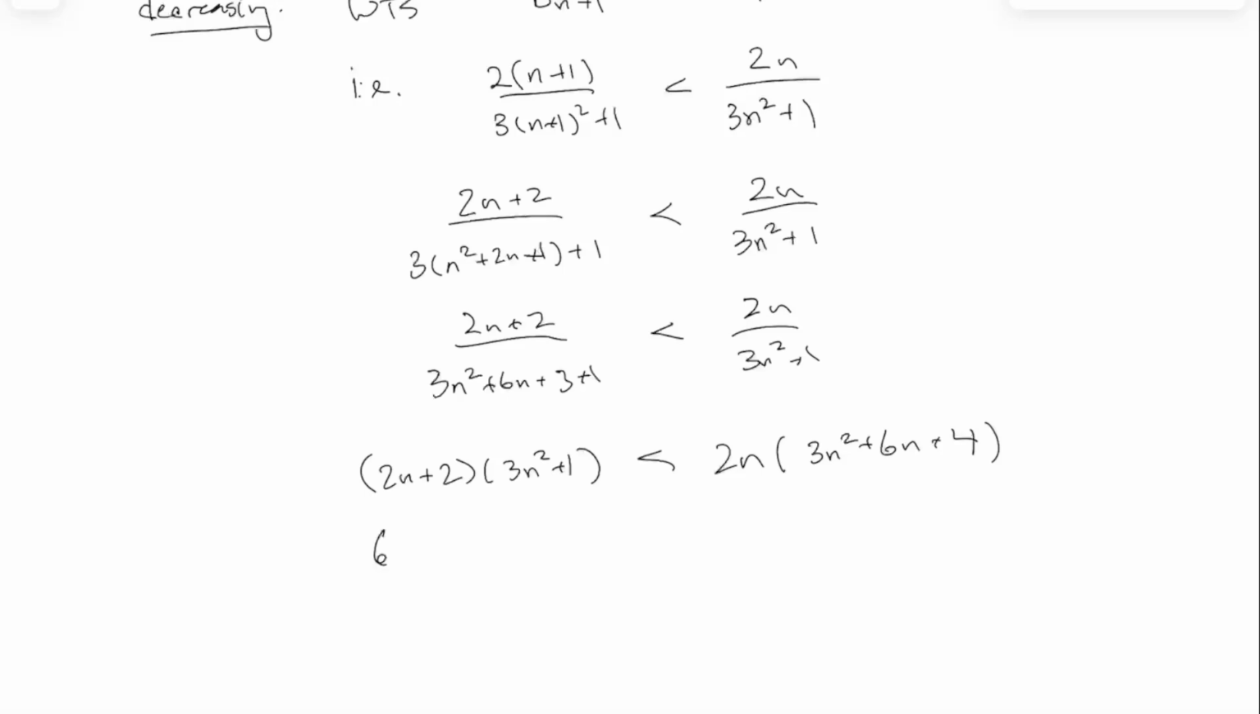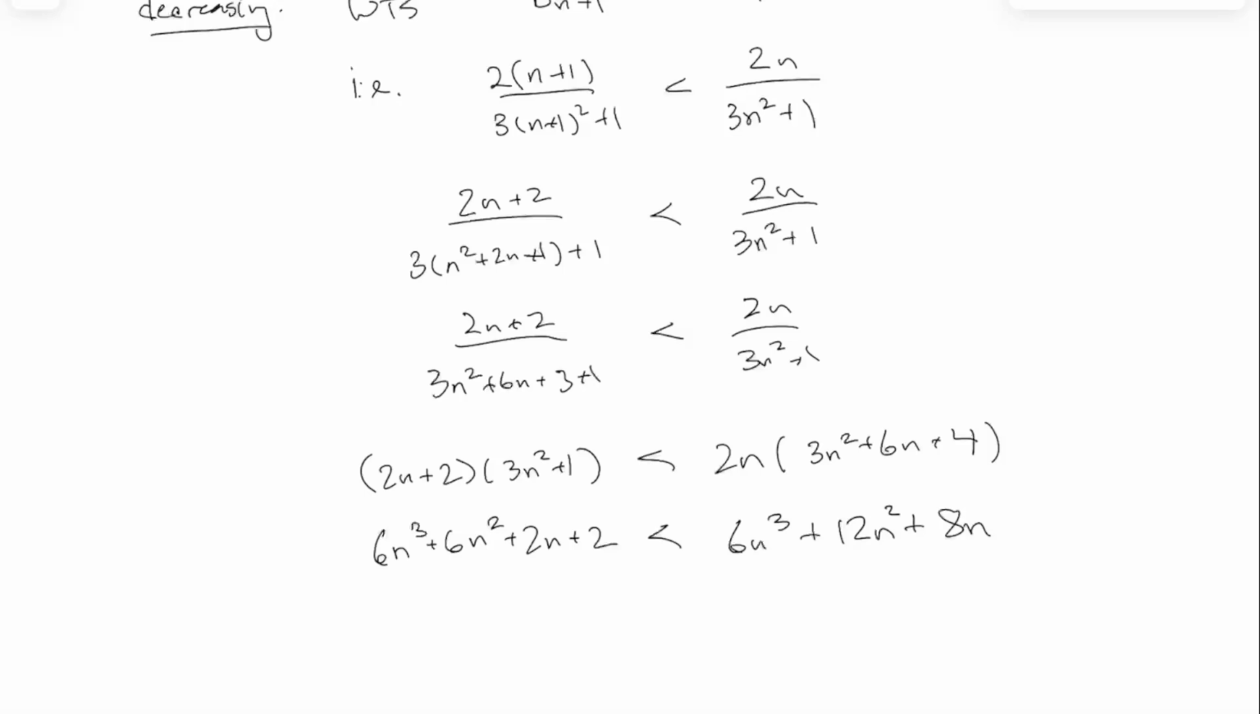So on the left, I should have started with 6n cubed plus 6n squared plus 2n plus 2. That's the FOIL on the left. Am I doing all right? And then less than, distribute on the right. 6n cubed plus 12n squared plus 8n. Yes, 12n squared, thank you. Anything else? All right.